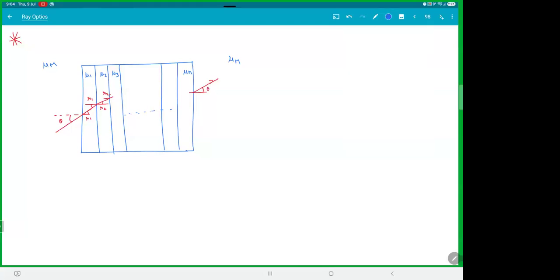So apply Snell's law for each interface. So initially, it will be mu m sine theta. That would be mu1 sine R1. For the next interface between 1 and 2, R1 becomes the incident angle and mu2 sine R2 becomes the refracted angle. For the next thing, it will be mu3 sine R3 and so on, is equal to mu n sine Rn. So it's a very good result. So for parallel slabs, mu into sine I remains constant.